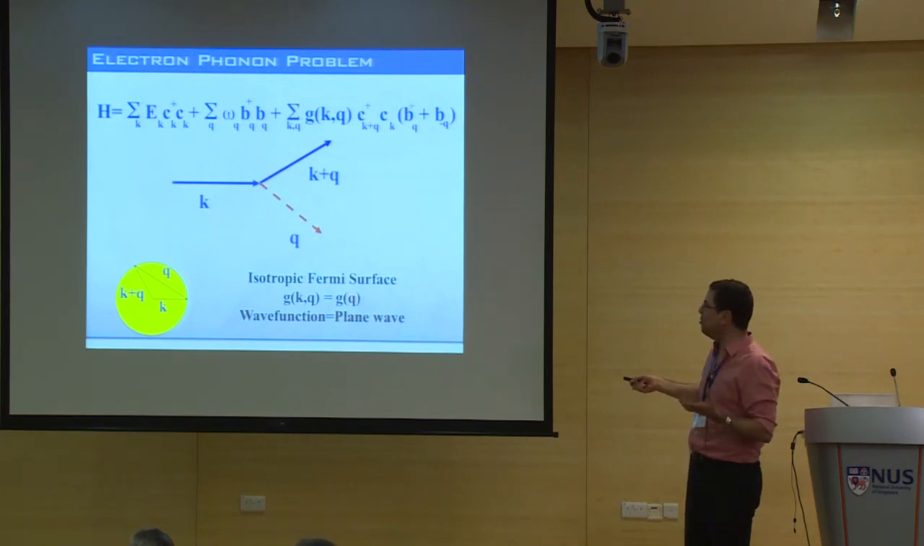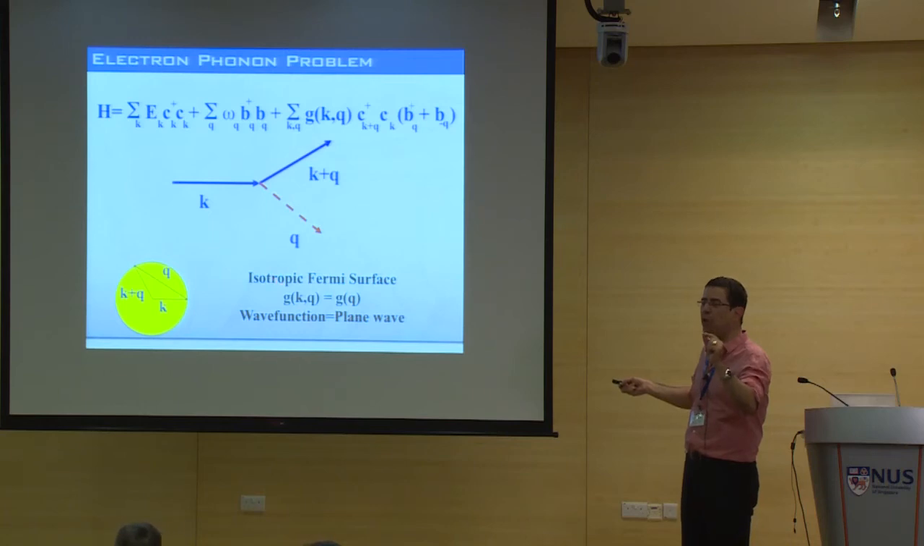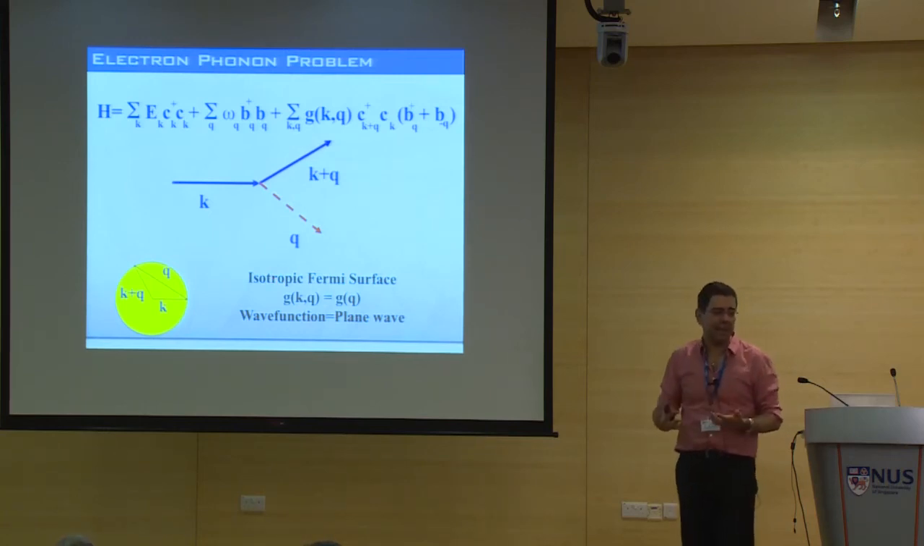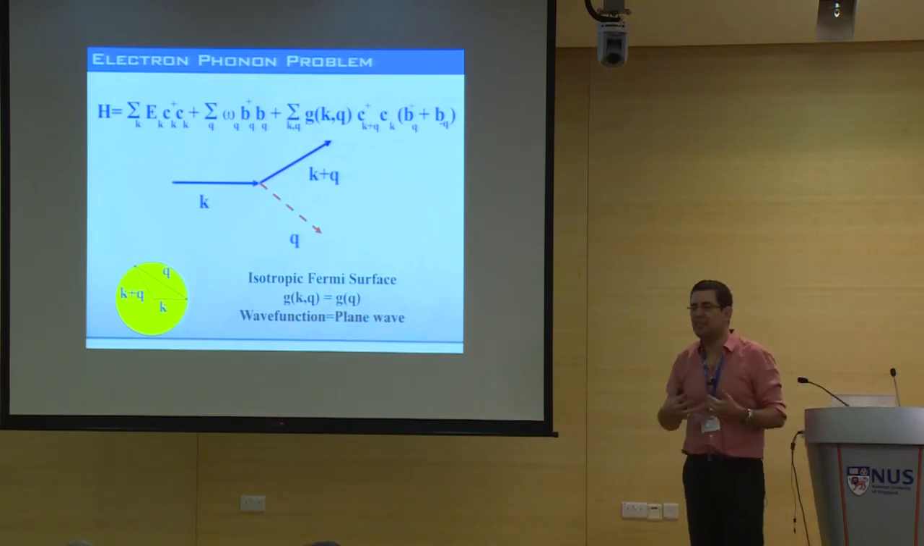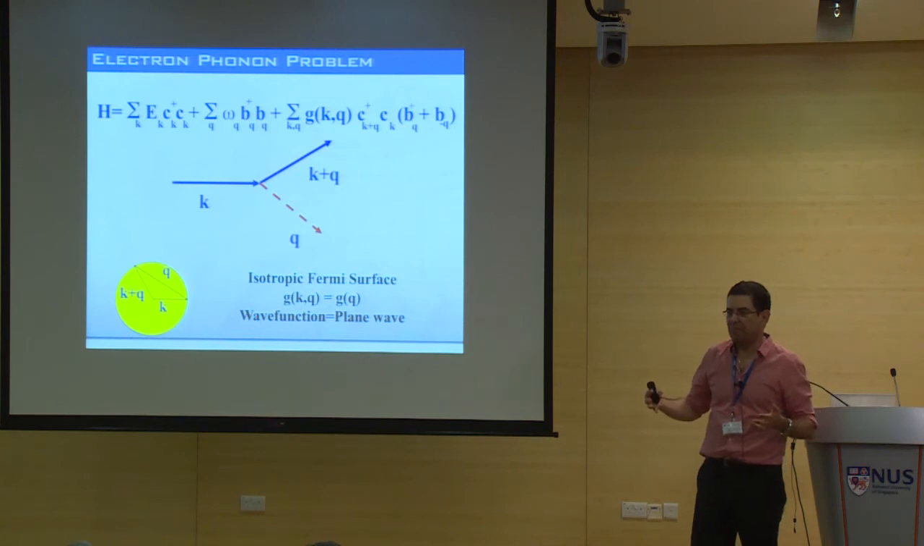So in normal metals, with isotropic Fermi surface, the electron phonon coupling does not depend on the position at the Fermi surface, only on the momentum transfer. This comes from the fact that in normal metals, the states are essentially plane waves. Okay?